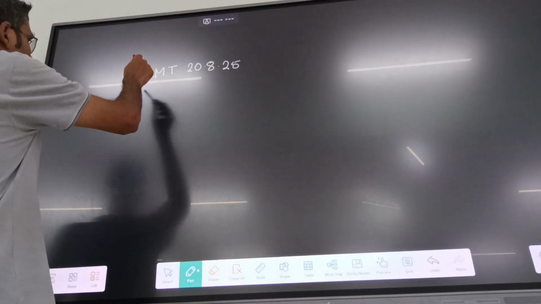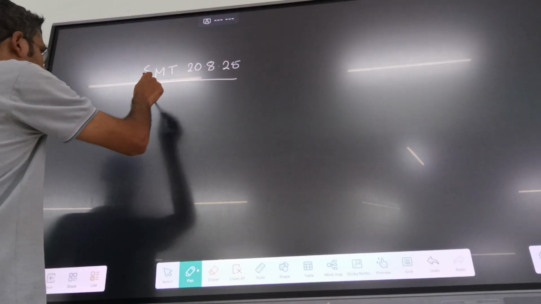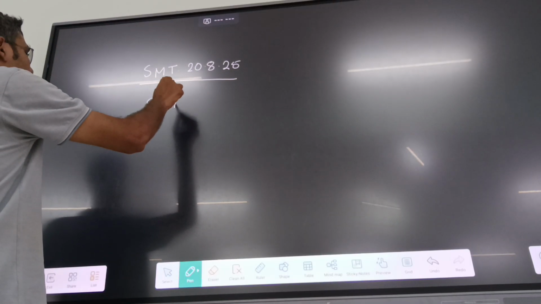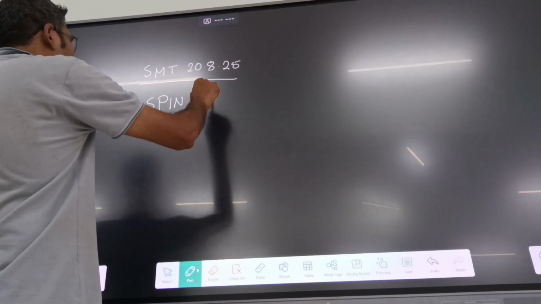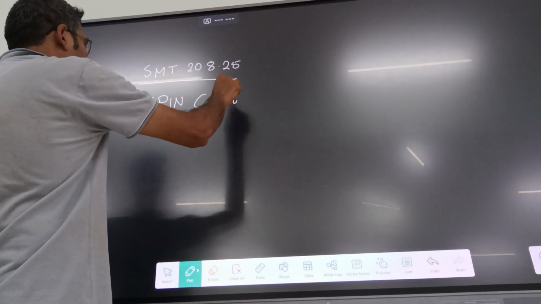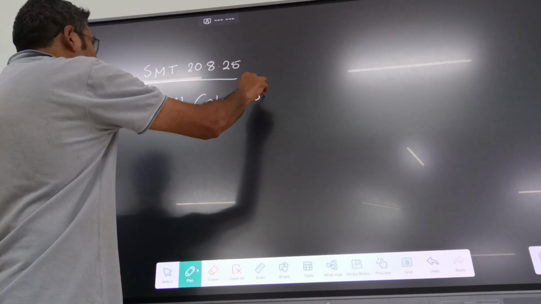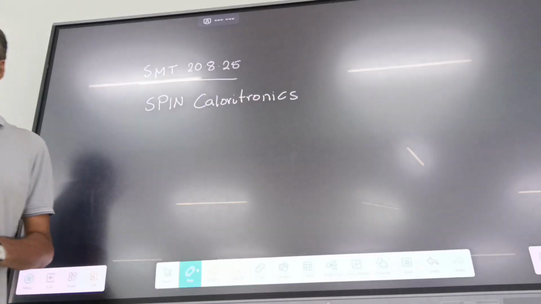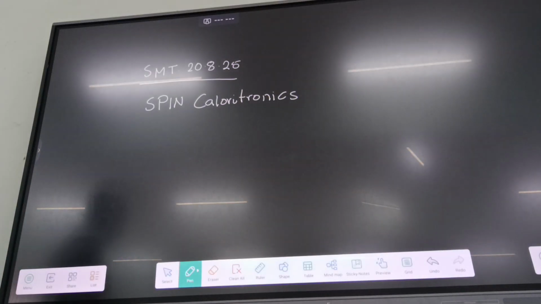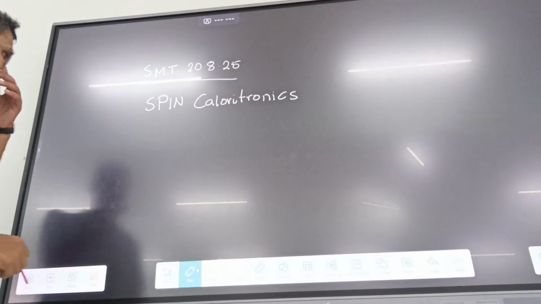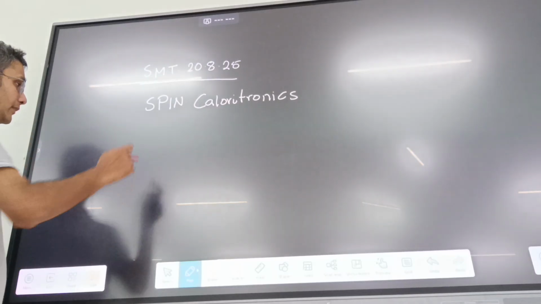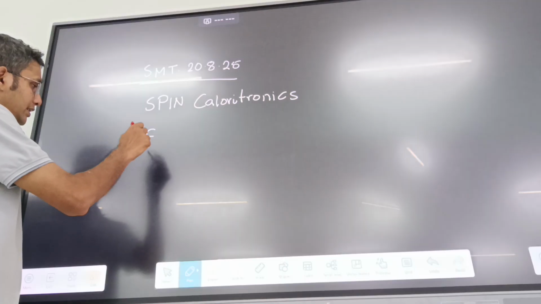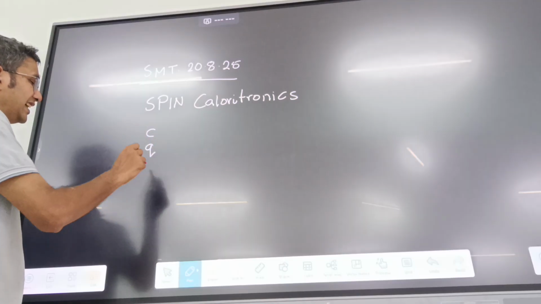Okay, so today's topic, as I informed earlier, is called spin caloritronics. Spin caloritronics. It is basically a conjunction of charge, heat, and spin.